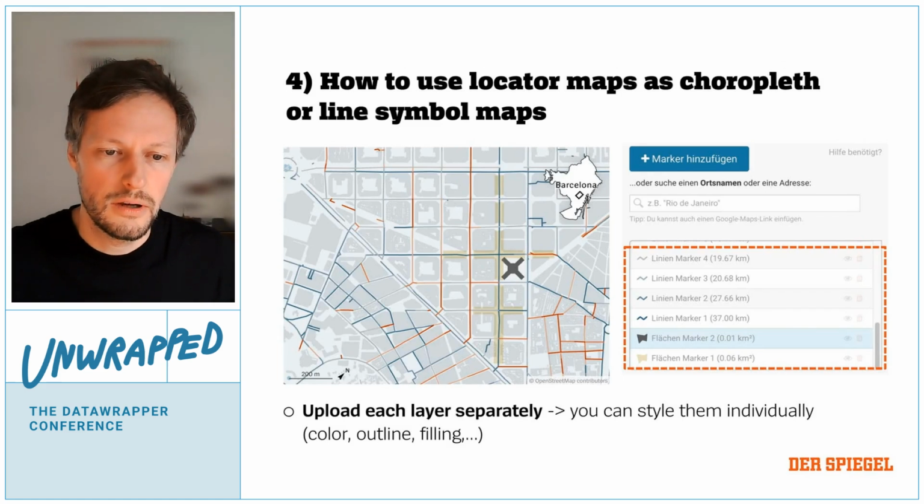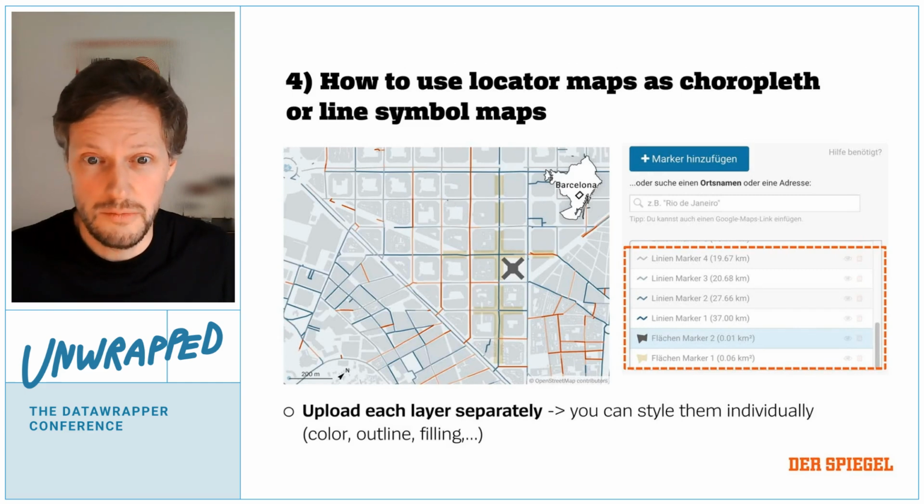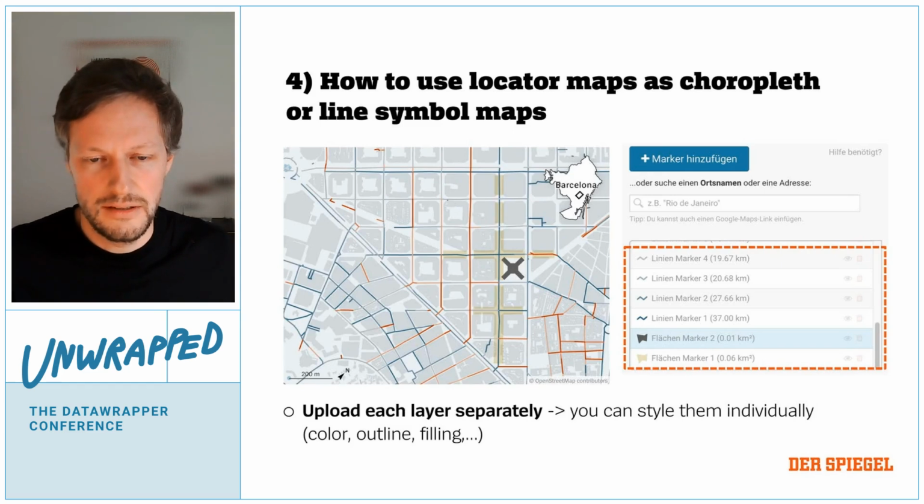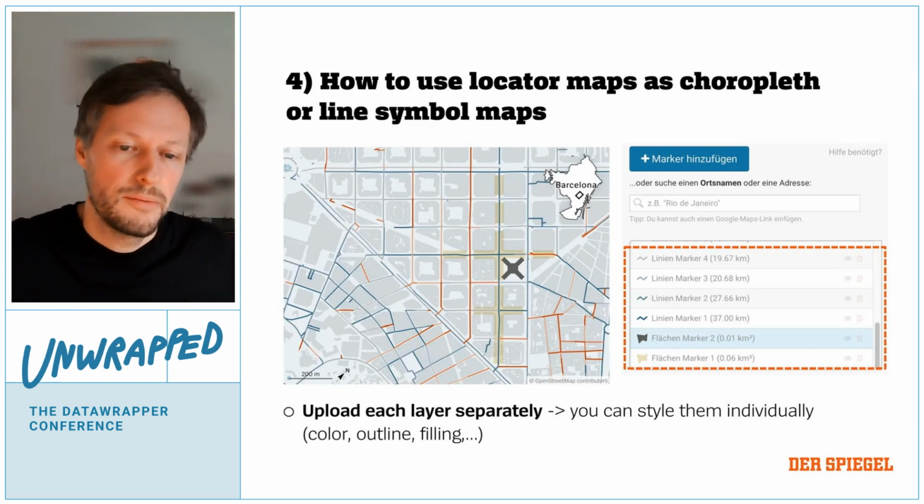By doing so, you can choose some kind of a mix between a location map, because you're using the location map for the background, for the inset map on the top right, and a data map, which in this case is a line symbol map, showing the results of your analysis on a Datawrapper locator map.